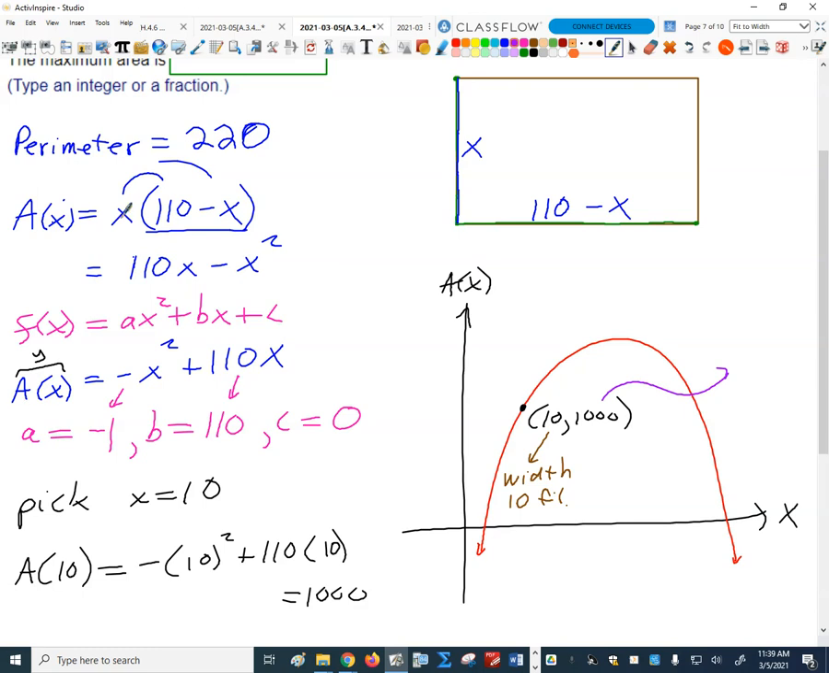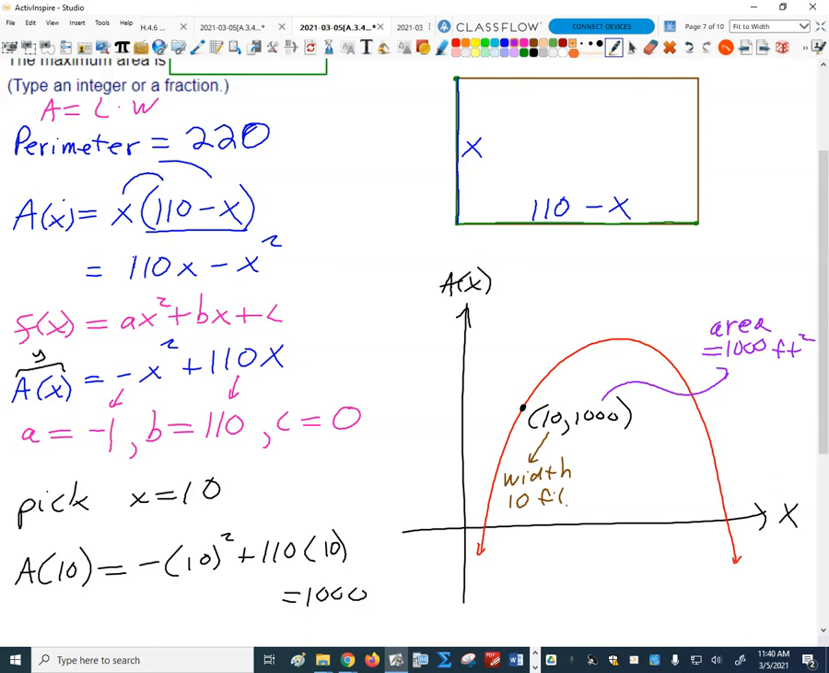How did we get this a of x originally? I never wrote this down, but I should have. You guys told me that area equals length times width. That's how we came up with that function. Oh, it's area. Good. Okay, so that's area, isn't it? Right, so this is telling me that my garden has an area of 1,000 square feet, right? Well, that's just one possible point. I could pick any point on this parabola, and it's going to correspond to the area that I get for that width.